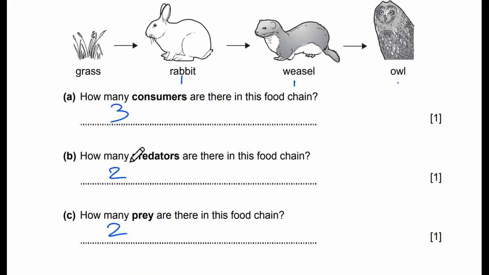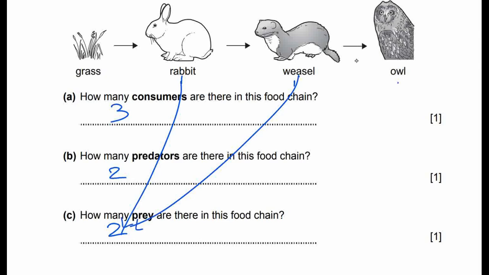Now question B, how many predators are there in this food chain? A predator is an organism that eats another organism. So in here, weasel eats rabbit and owl eats weasel. So there are 2 predators. Question C, how many prey are there in this food chain? Prey is an organism that is eaten by another organism. Rabbit is the prey eaten by weasel. Weasel is the prey eaten by owl. So there are 2 prey, that is rabbit and the weasel.